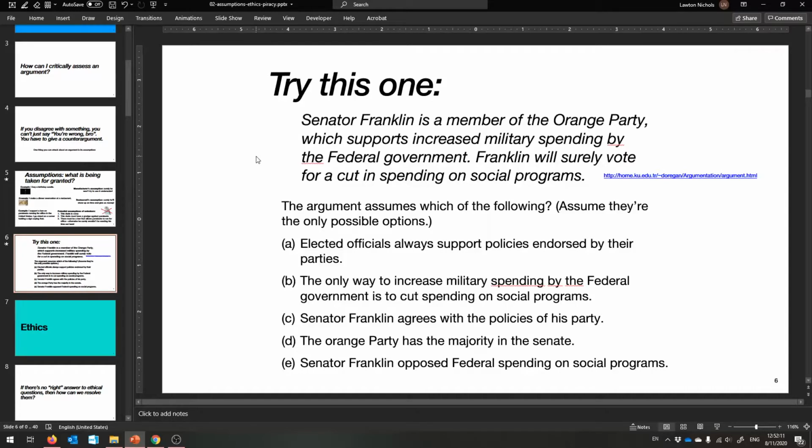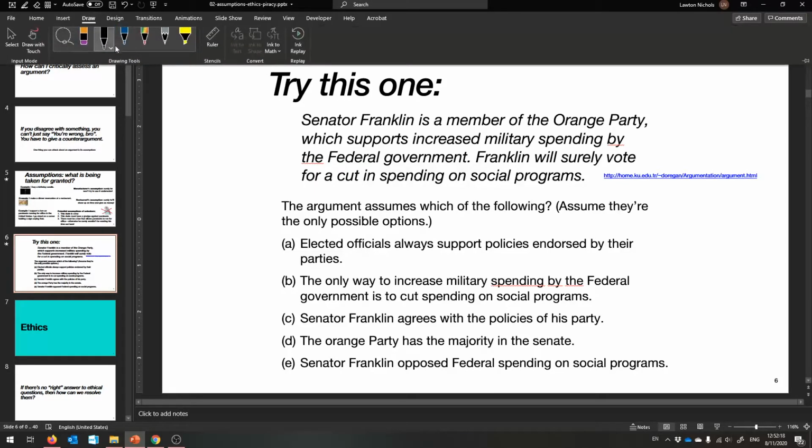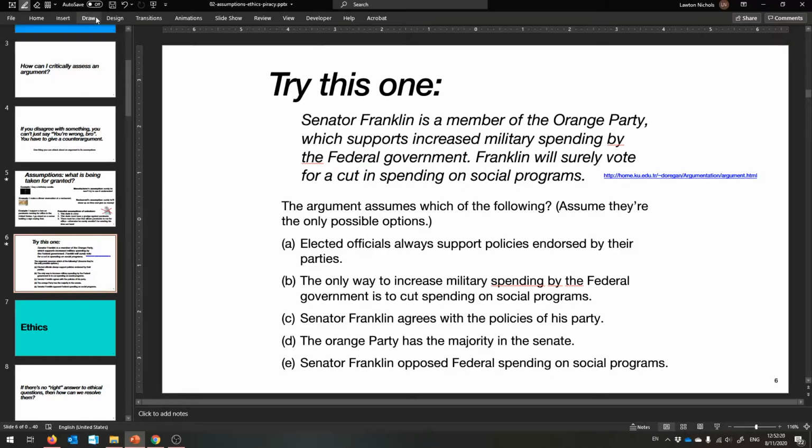Let's see if we can figure out the assumption that's in this example. So go ahead and read this. Senator Franklin, a member of the Orange Party, and I got this from the internet, and apparently Senator Franklin is a dude, and so the Orange Party, which he belongs to, supports increased military spending by the federal government, and then the next sentence says, Franklin will surely vote for a cut in spending on social programs.